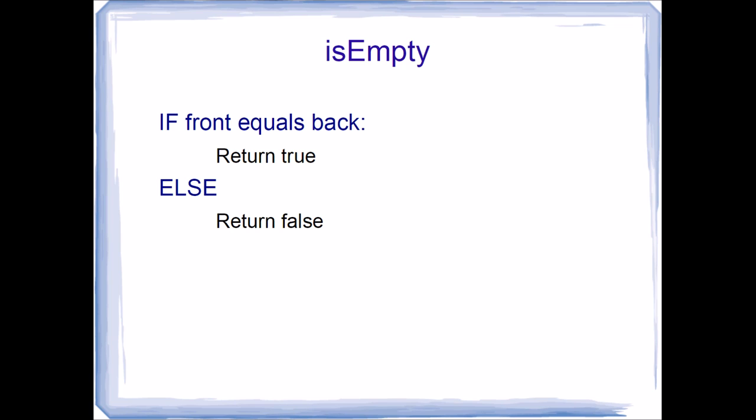Okay, so what about is empty? Well, we talked about this in the example. If the front equals the back, no matter what that is, 0, 0, 1, 1, 2, 2, etc., then we return true. That implies that the queue is empty. Otherwise, we return false.